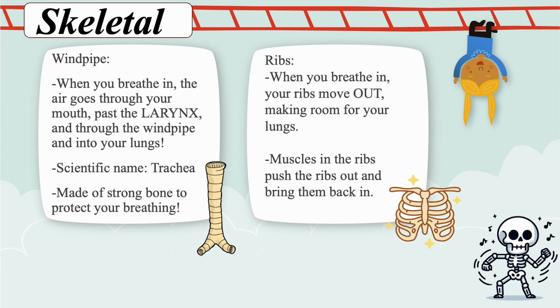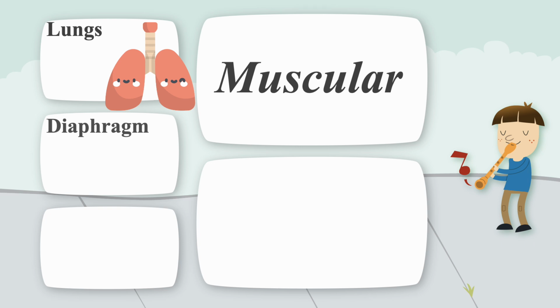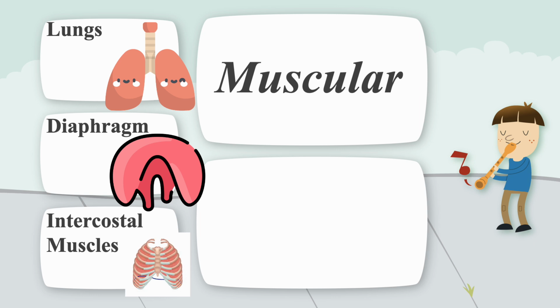And the muscles in our ribs, which we're going to talk about in a minute, push the ribs out and bring them back in. So moving on. Alright, let's move on to the muscular component. So let's just take a look at what makes up the muscular component of breathing. So we have our lungs, the diaphragm, which we haven't talked about yet, and I'll get into that, and our intercostal muscles. And this is a really fancy word for the muscles that are in between our ribs and that help them to move in and out.